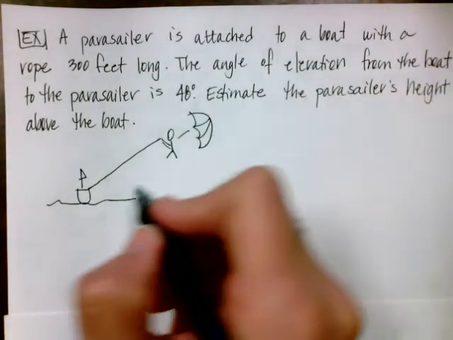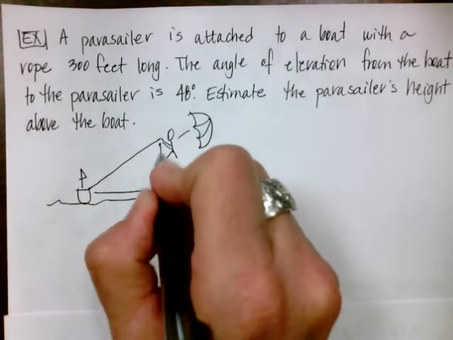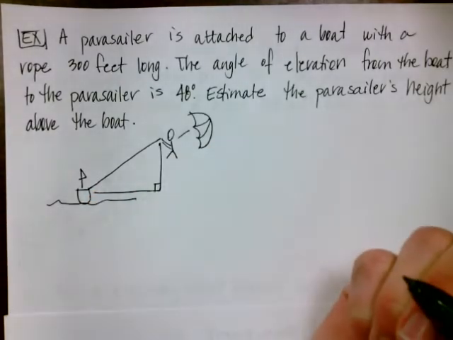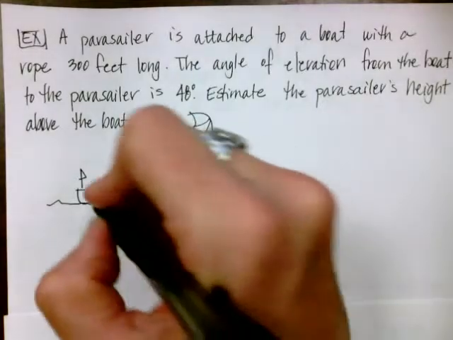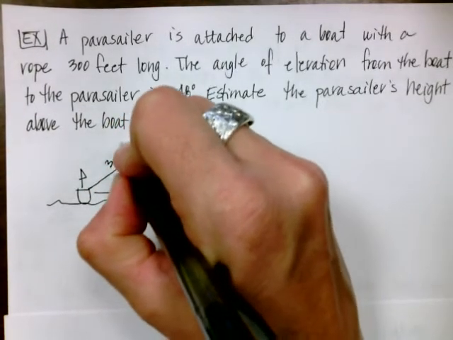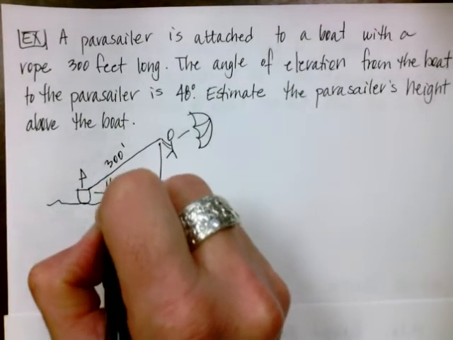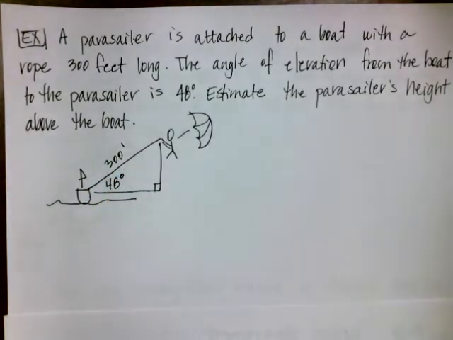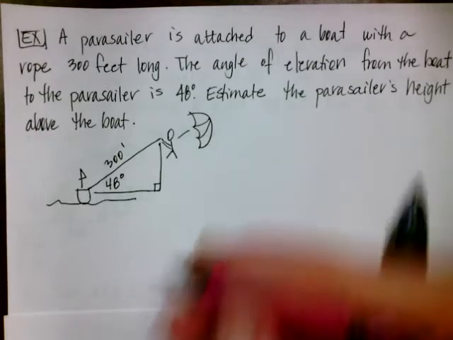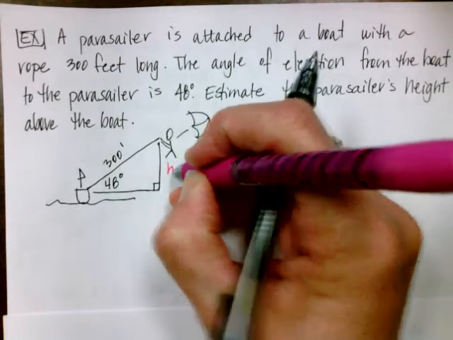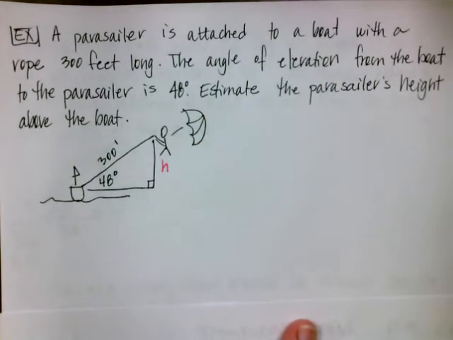All right, we know that in theory it's a right triangle. There's 300 feet of rope from the boat to the parasailer, and I know that the angle of elevation is 48 degrees. And then my task is to find the height that the parasailer is above the boat, okay?